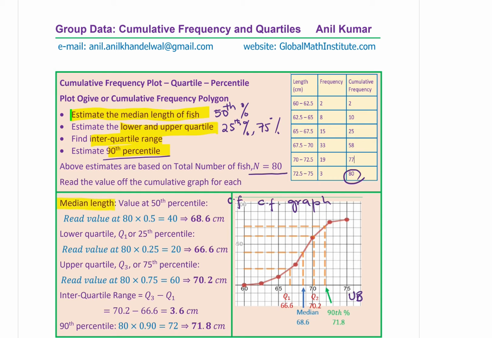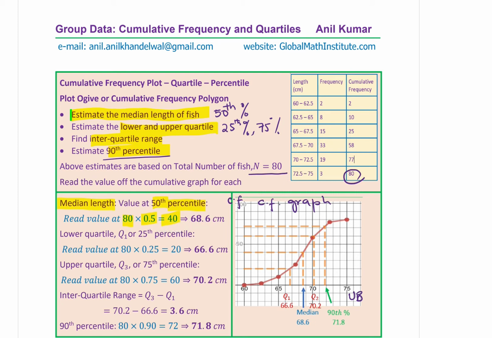Median length, as I was saying, is the value at the 50th percentile. That means 50 percent of 80, where 80 is the total number. So 80 times 0.5 will give you the 50th percentile value, which is what we are looking into. What is the length of the fish which, when the data is arranged in increasing order, is positioned at 40? Right? That is what it means, and we need to figure this out from the graph.